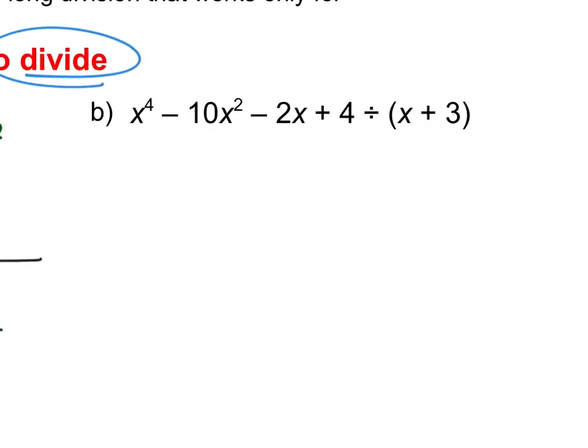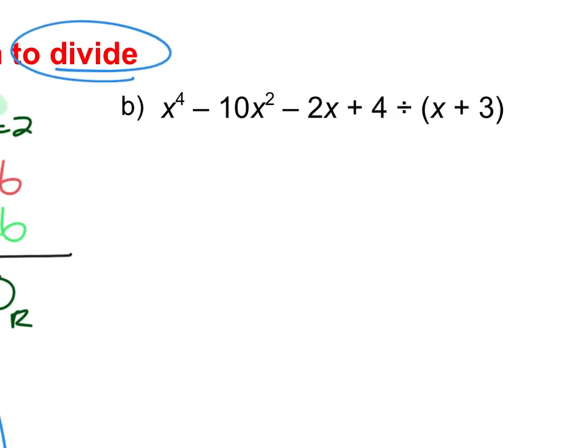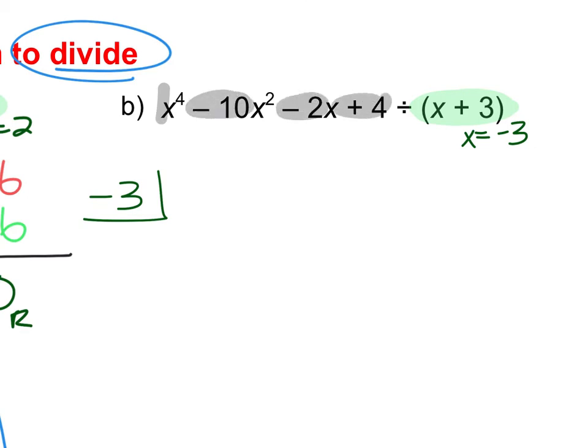Letter B, this would be another good one to try on your own. So if we look at what we're dividing by, x plus 3. So remember, that means that we need to change the sign. So x is going to be -3. So we put -3 in front, and then we look at all of our coefficients. So we'd have 1, -10, -2, +4.